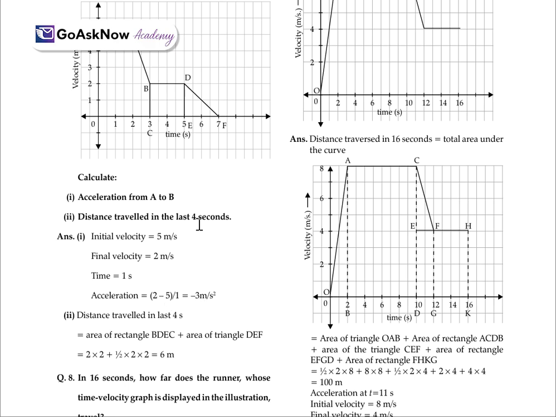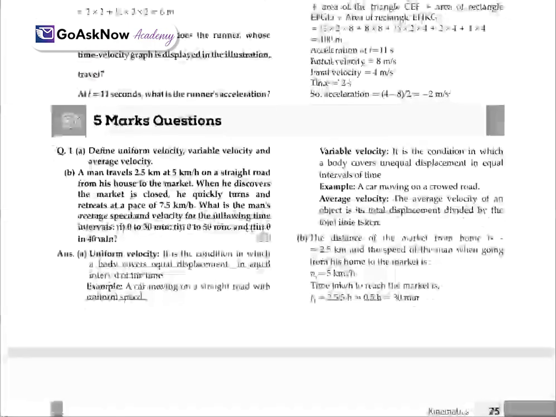Also, the distance traveled in the last 4 seconds is being asked. So the area, what area is it covering? A rectangle and the area of triangle DEF, two things it's covering. It will be 2 into 2 plus 1 by 2 into 2 into 2. So when we solve this, we get 6 meter. So these are a few questions which totally depend on the given graphs.